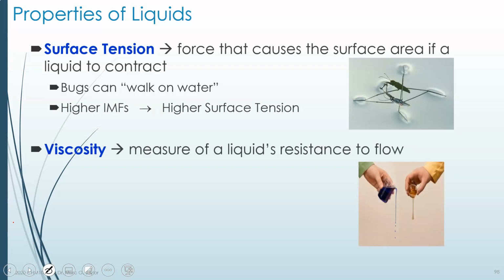Viscosity is another characteristic of molecular compounds, where the viscosity measures the resistance to flow. You can think of it as how thick the liquid is.